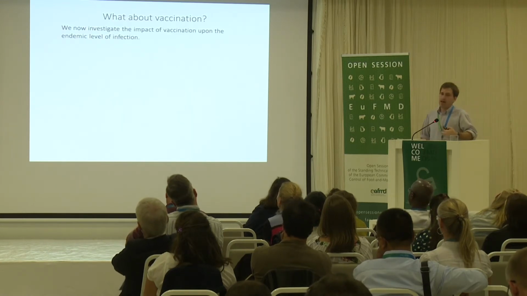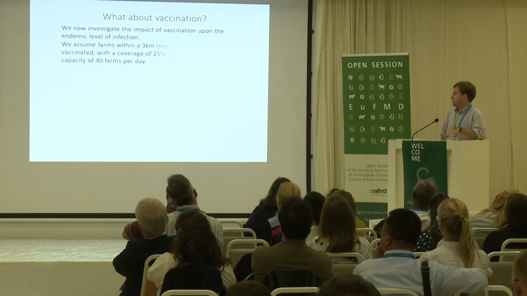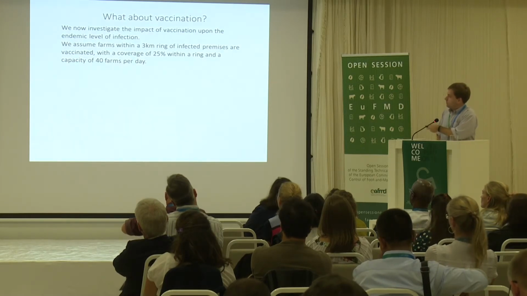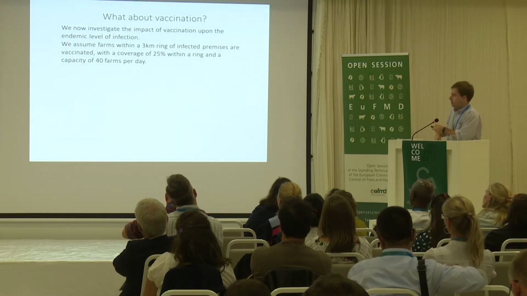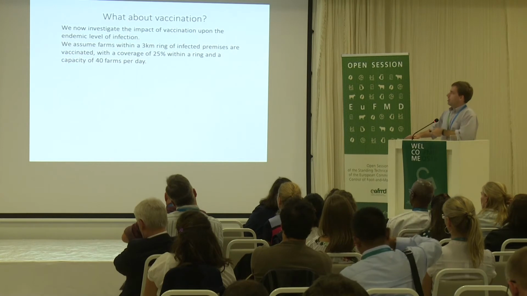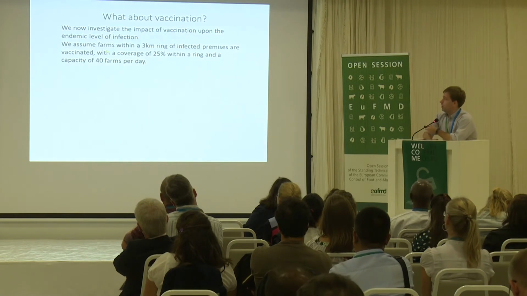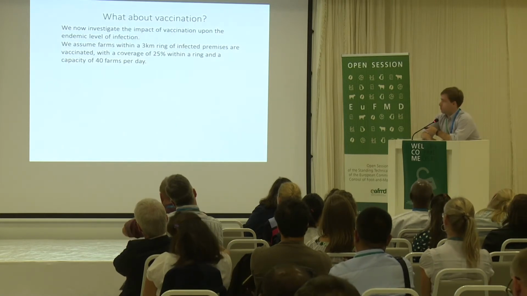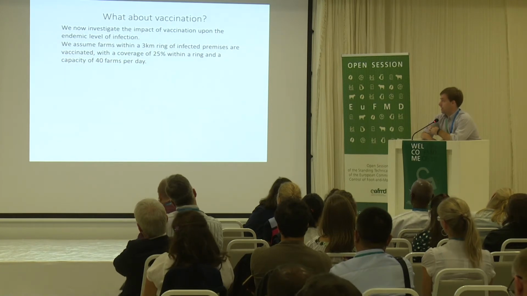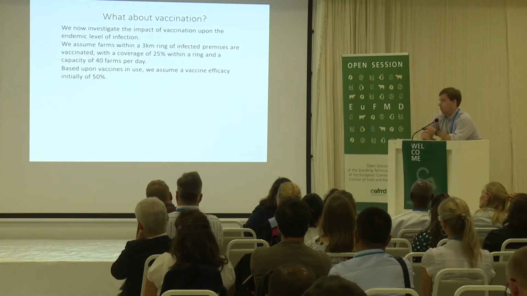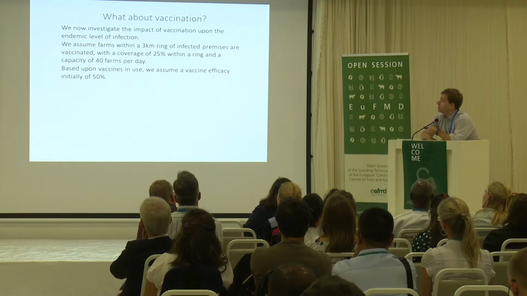So we want to investigate the impact of vaccination upon this endemic level of infection. I say this is very preliminary work, so we've made some simple assumptions to start with: that when a farm is infected, we're going to look to vaccinate farms within a 3-kilometre ring of infected premises. We know that coverage is not 100%. We're not sure what it is, and at the moment we're going to assume 25% of farms within that ring will comply, and we're assuming some capacity. And we're assuming a vaccine efficacy. We've talked about this a lot, but we know that the vaccines are not necessarily the highest efficacy, so we're going to assume 50% to start with.